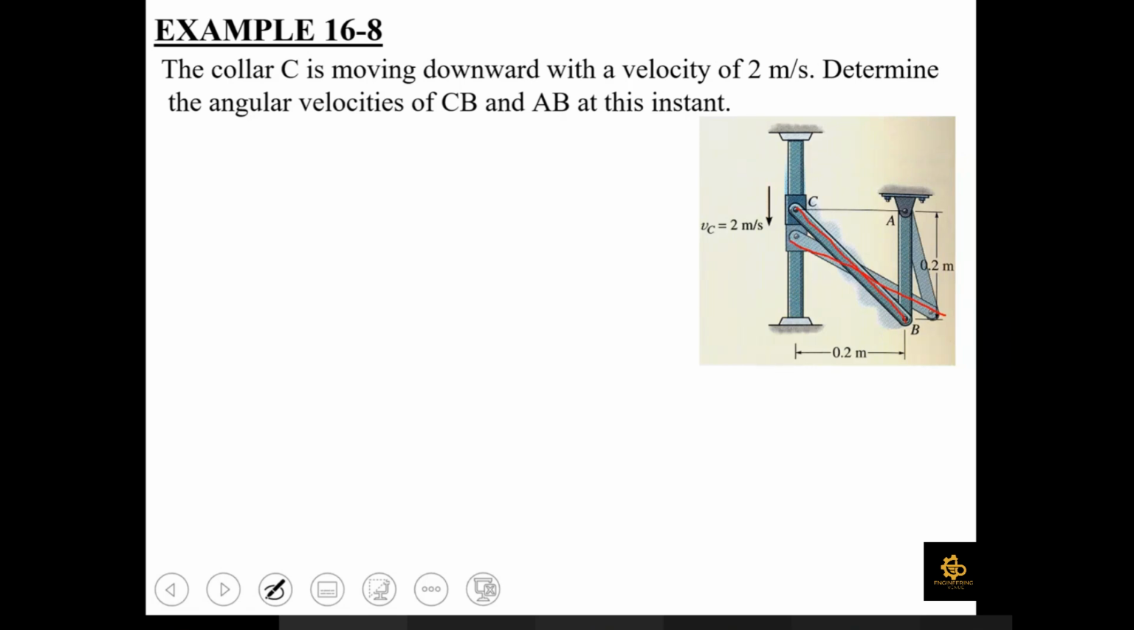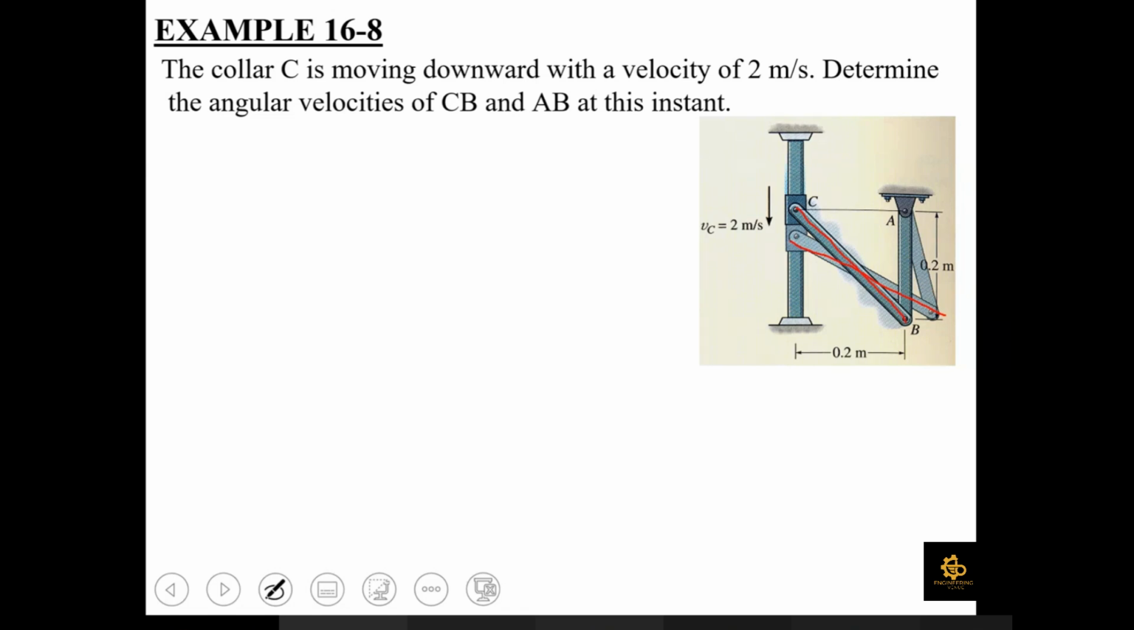It means that you have overall three rigid links. One is in translation, that is collar C. One is in rotation, that is link AB, and the third one is in general plane motion, which is link CB. So तीन links हैं, एक translation, एक rotation और एक general plane motion में. Is the motion clear to all of you? Yes, sir.